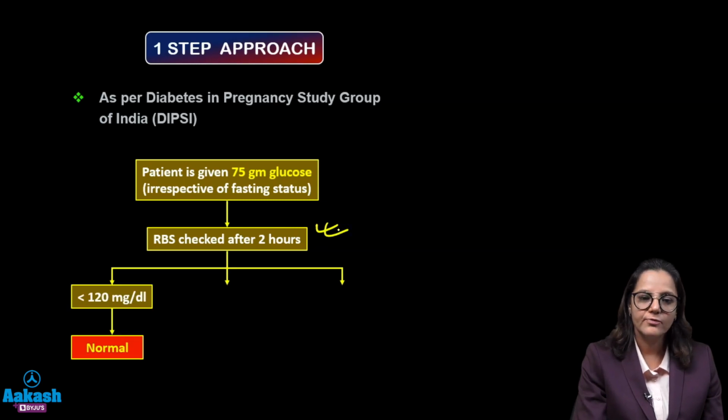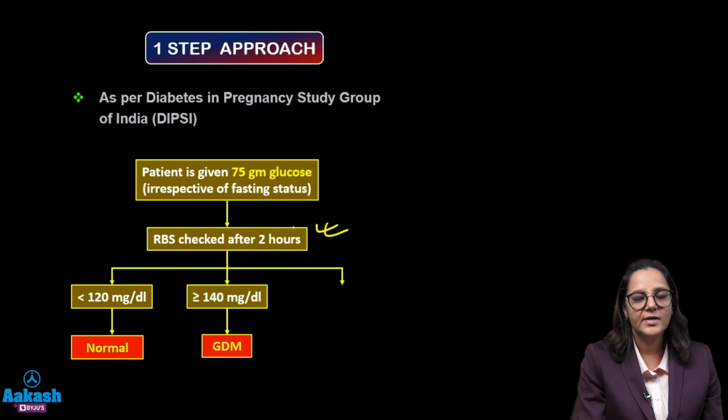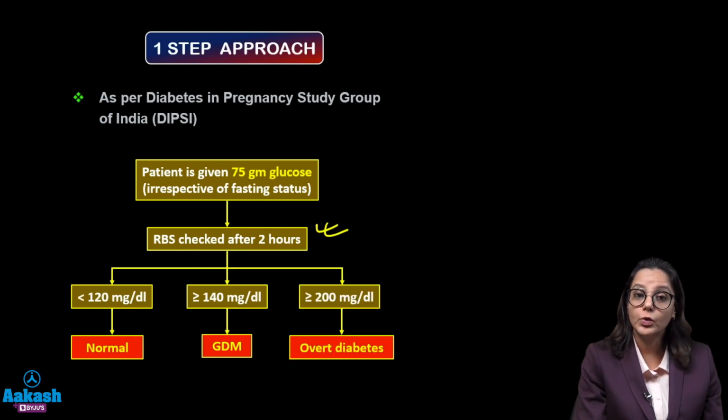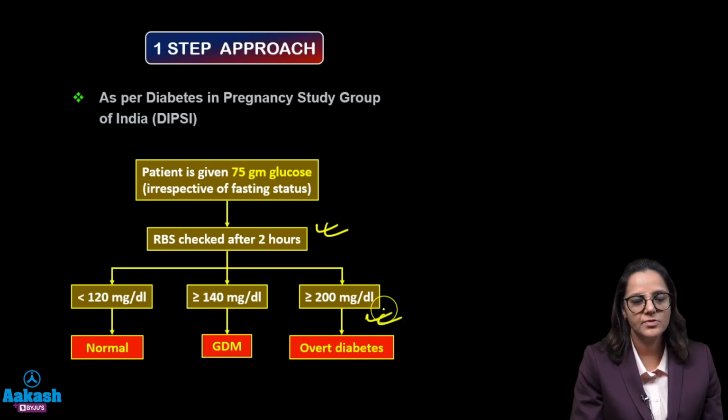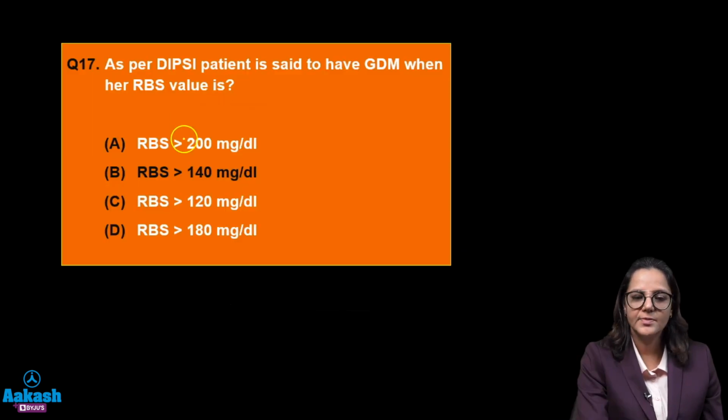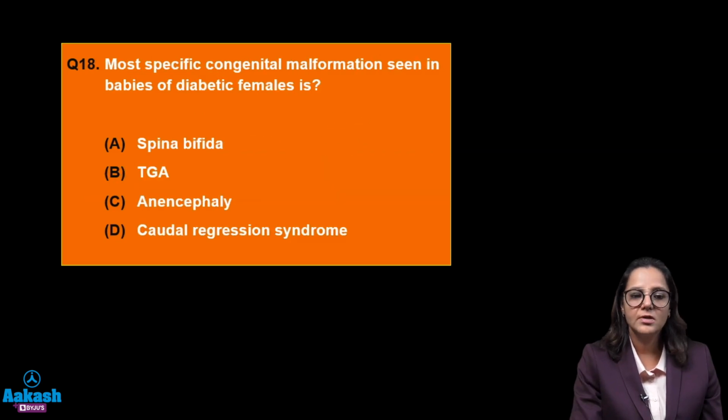So if the sample after 2 hours is less than 120, we need not worry. If it is more than 140, then it is a case of gestational diabetes. If it is more than 200, then it's a case of overt diabetes which may not have been diagnosed earlier. As per the DIPSI value, the patient is said to be diabetic if the RBS is more than 140.